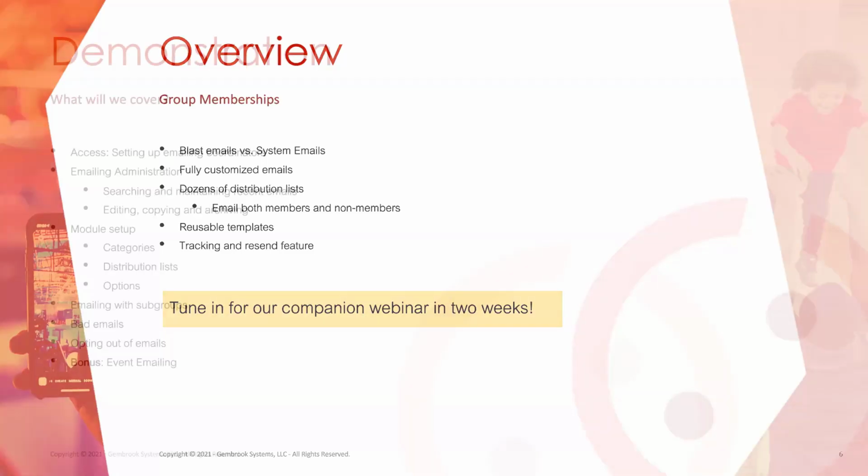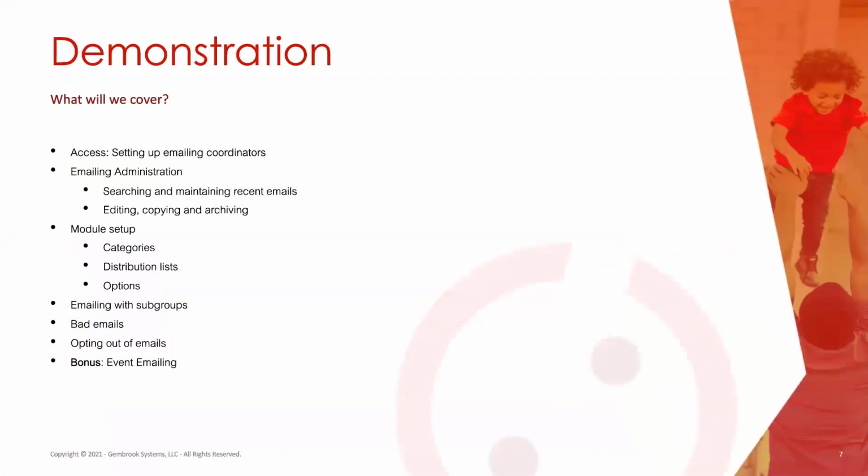Now, in today's demo, what are we going to cover? The first thing that we're going to talk about is setting up access to emailing, making sure that anyone who's going to be sending an email on behalf of your organization has access to it. Then we're going to talk about how we're going to manage the emails that we've sent, even draft emails as well, how we can manage the emails that have been sent by our organization, how we can check on the status of emails. We're going to talk about managing our categories and distribution lists, setting up your emailing options.